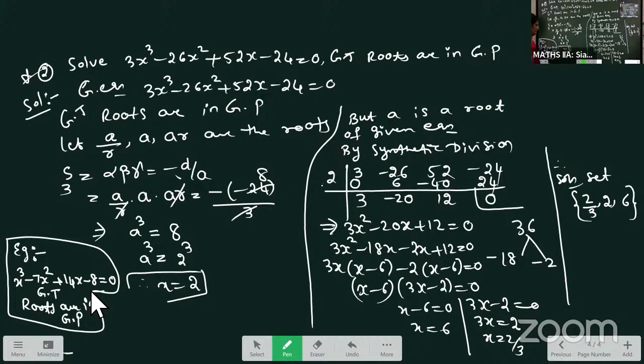Next, after that, there is one more method here. AP over, GP over. Next, the third one is HP, harmonic progression. If the roots are in HP, how to find them? We know AP and HP roots are reciprocal. So based on that condition, we have to solve here.